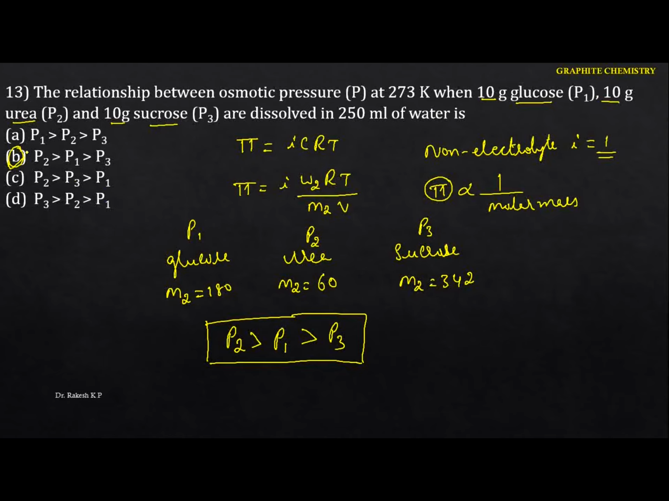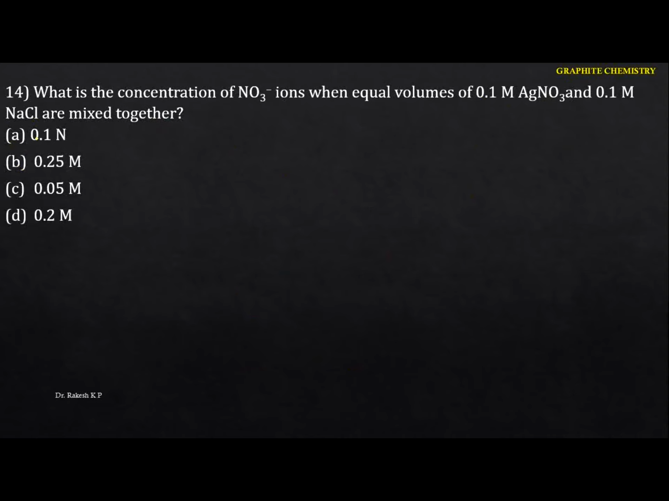Okay, next one: what is the concentration of the nitrate ions when equal volumes of 0.1 molar silver nitrate and 0.1 molar sodium chloride are mixed? So now we have to identify what happens. We have 0.1 molar silver nitrate, and we are going to mix it with 0.1 molar NaCl.